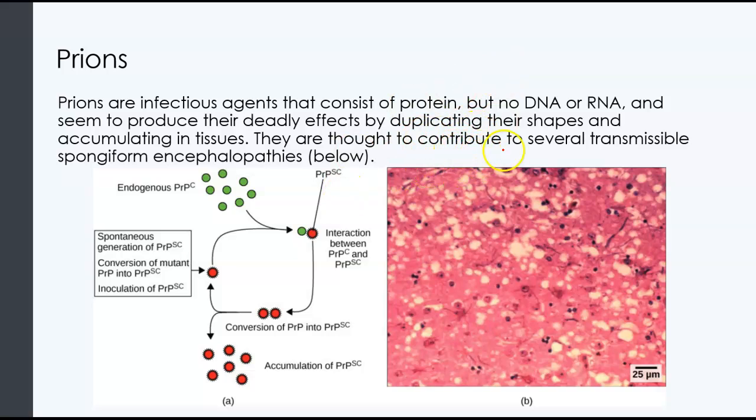They are infectious agents that consist of only protein. A lot of them produce infection symptoms that are neurological. Mad cow disease is a prion disease.